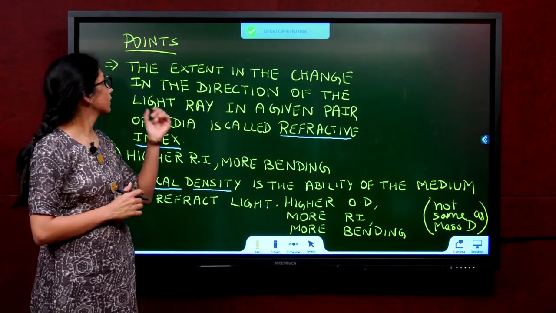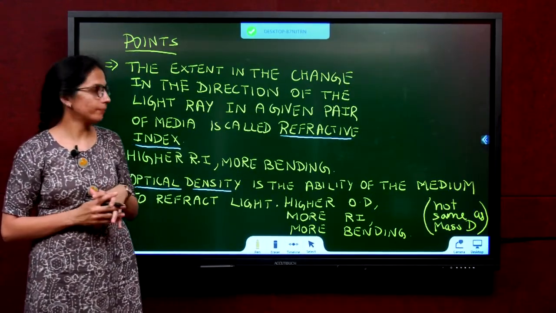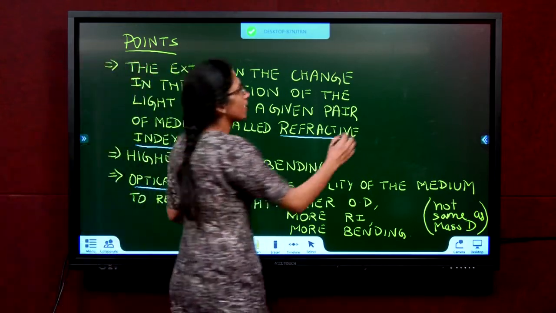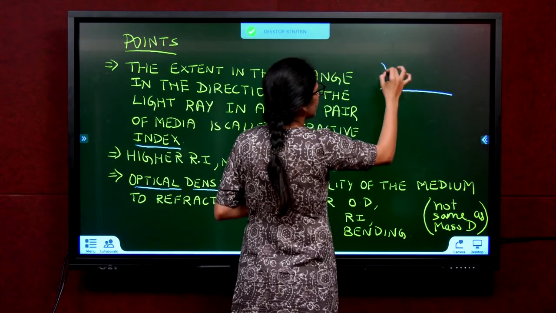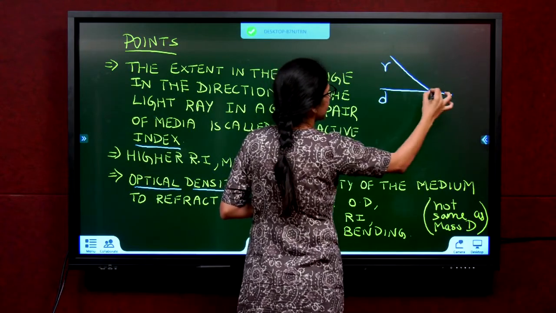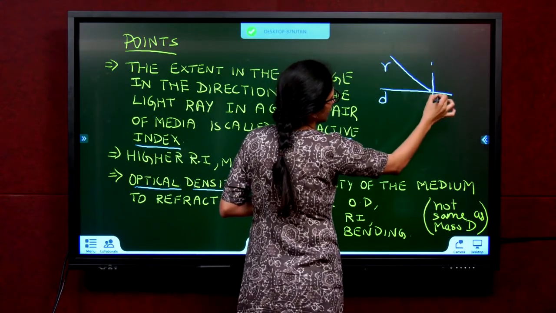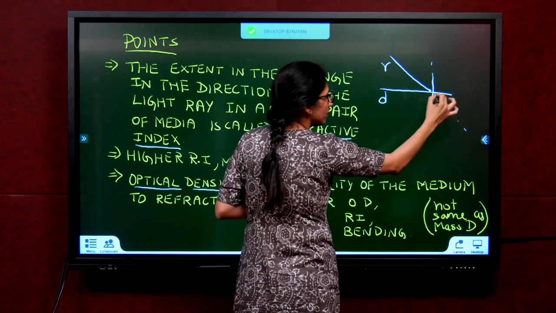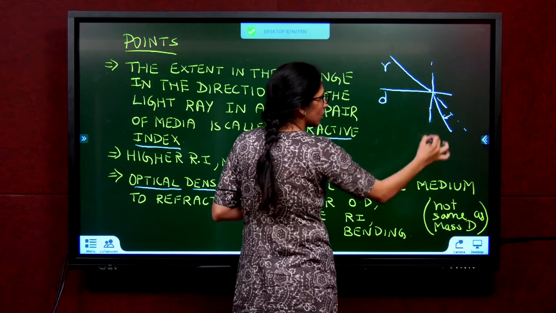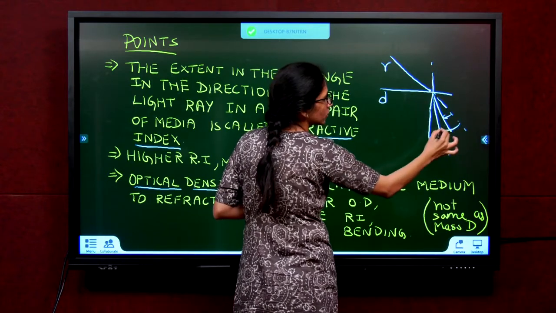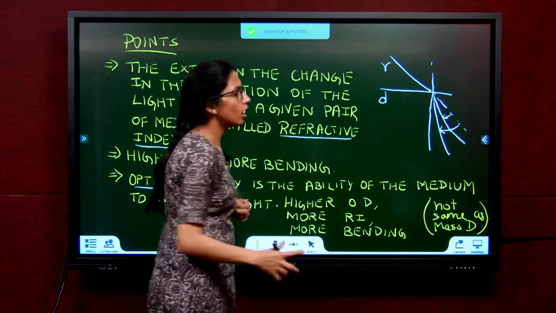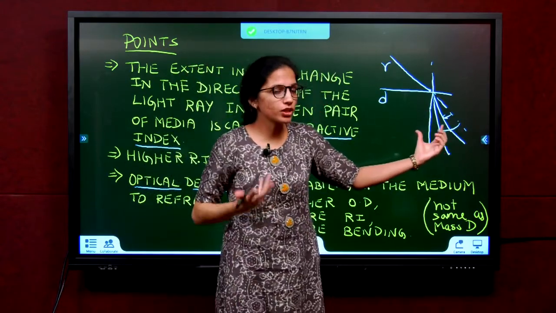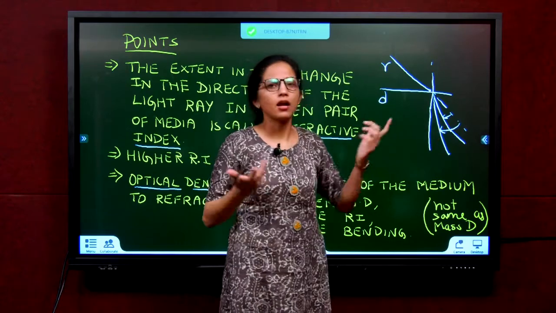Few points to remember, or points to note before we go to the next topic. See, when I have a light ray coming from a rarer medium to a denser medium, let's say the light ray is coming like this. The light ray had to go like this, but now it is bending. Should it bend this much or should it bend this much? How do we know how much it should bend? The extent of bending, how do we know?